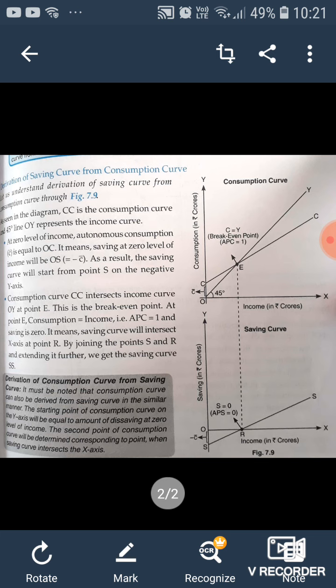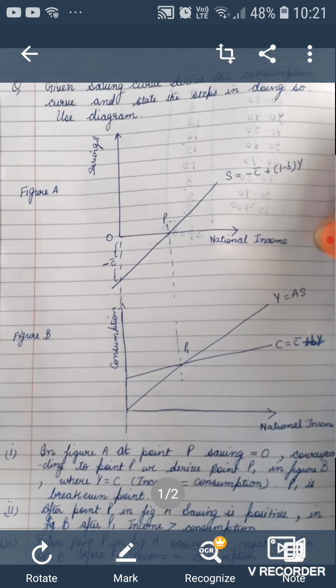So what is done in figure A? In figure A, we see there is a consumption curve and there is an income line, that is the 45-degree line. The point where they meet, we will take as the break-even point. We take it as point E in figure A. In figure B, we will drop from the point E, we will reach a point R, and where income is equal to consumption, we will plot this point as saving is 0. The steps are just reversed.